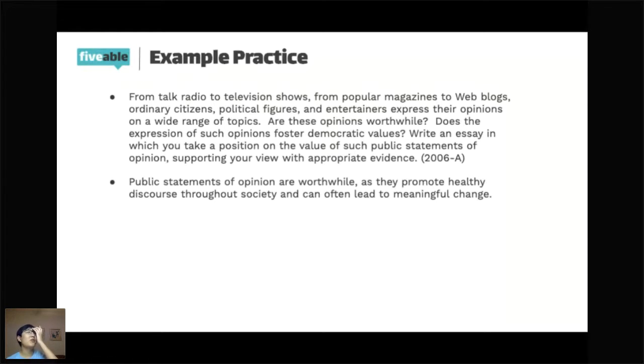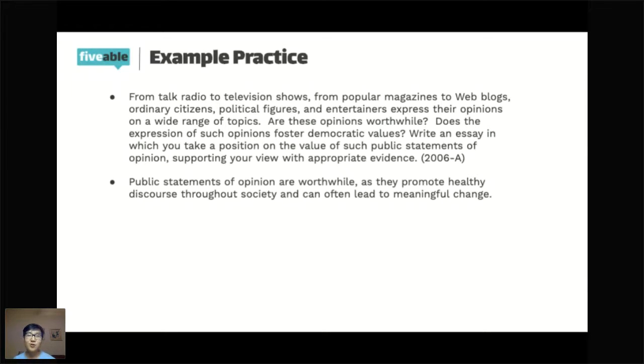It's important to note that you can't say something like, some people think public statements are good and some people think they're bad, or that public statements of opinion are both good and bad. Those are things you cannot do on the AP Lang argument essay because you're not taking a defensible position. You are trying to argue both sides. That's absolutely unacceptable. You should always just be taking one side or the other.